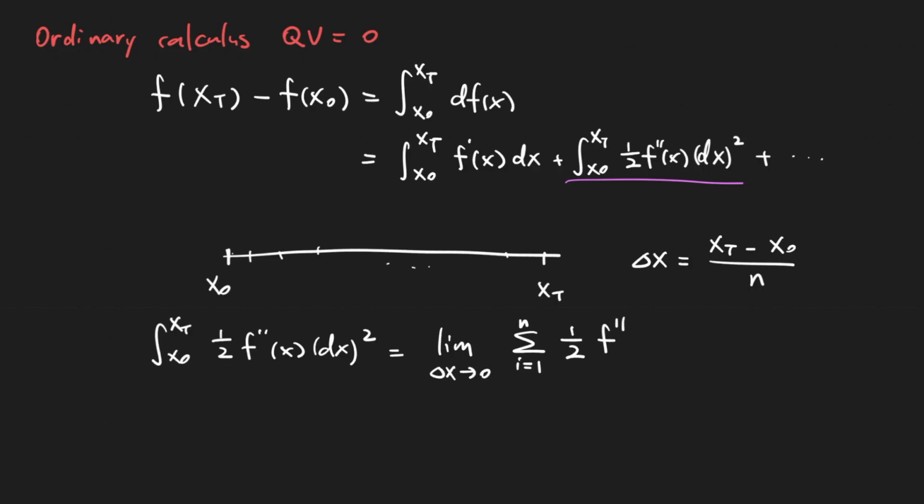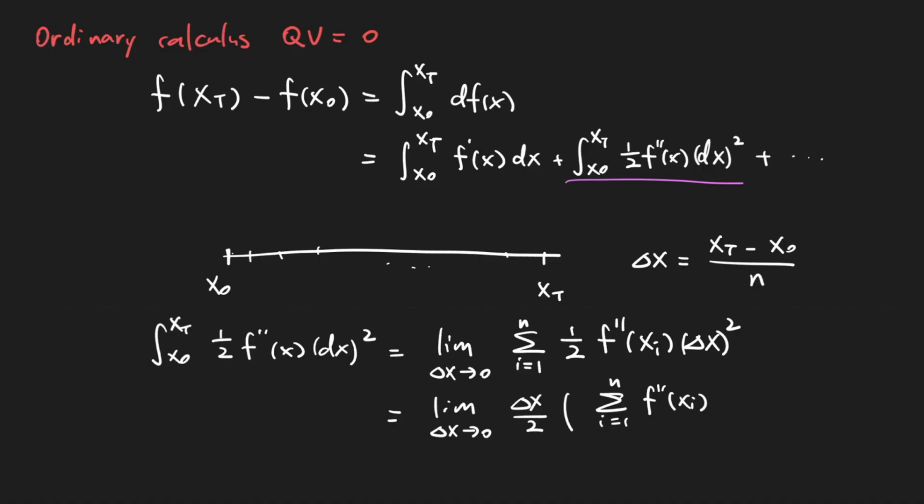Of the second derivative evaluated at xi. And then we'll multiply that by the delta x squared. Then we can just factor out one delta x outside. Limit delta x goes to 0 times delta x times... We can also factor out the half. And then we can have the second derivative times delta x.